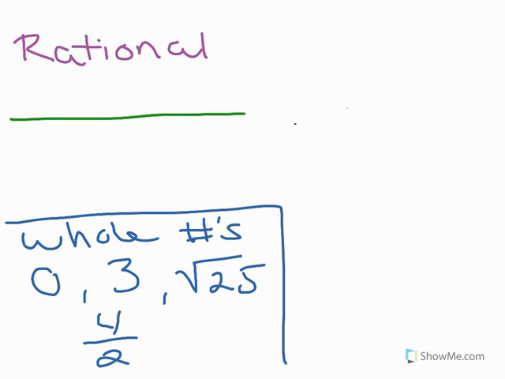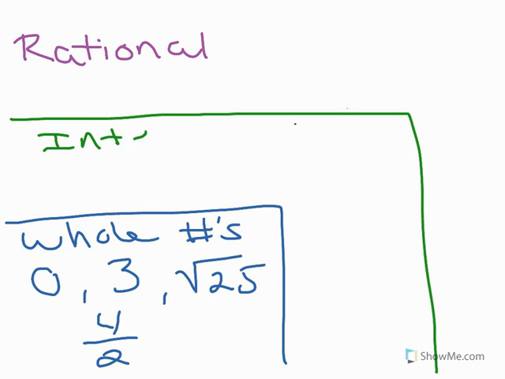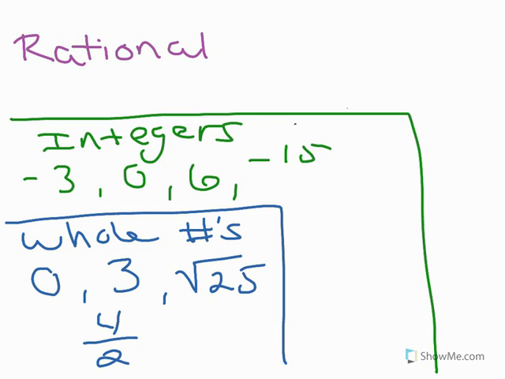We also have inside here integers. Integers are numbers like -3, 0, 6, -15 divided by 3, which we know is -5, 10 divided by 5, which we know is 2, and other numbers that are both positive or negative and can be reduced to a whole number or can include 0.